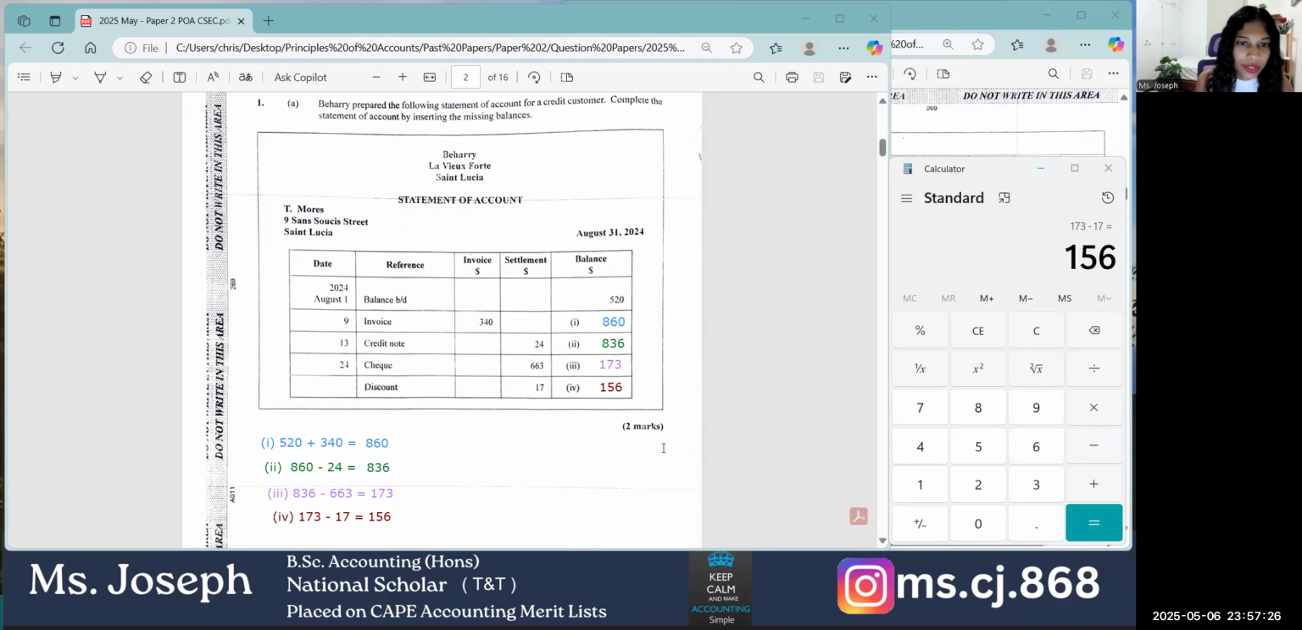This is a very easy 2-mark question. You shouldn't take more than 3 minutes on this. And let's move on to part 2 and see what we have.